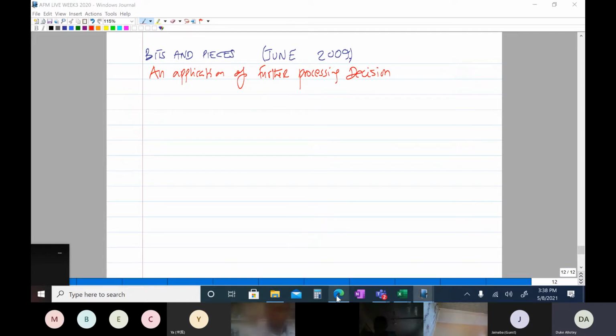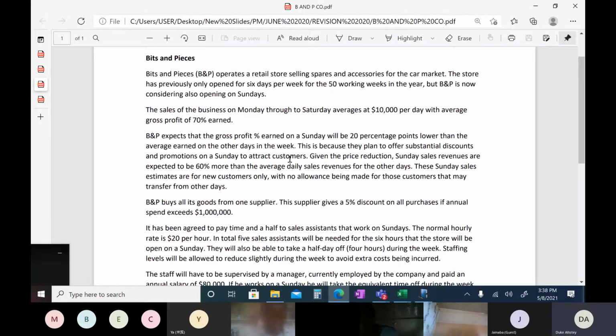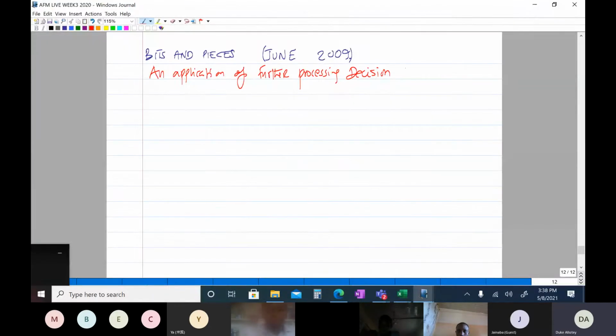The question I'll be looking at is the one I sent first, Bits and Pieces. And I want to take my time to explain in detail what I ought to be doing before I start typing them on the spreadsheets for you to see. So yes, further processing decision, decision making technique, okay? Don't forget that in that situation, there is what we do.